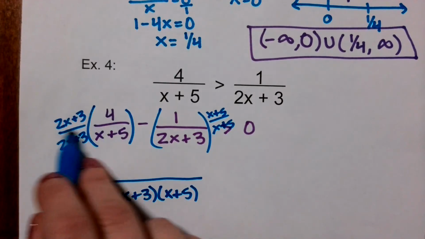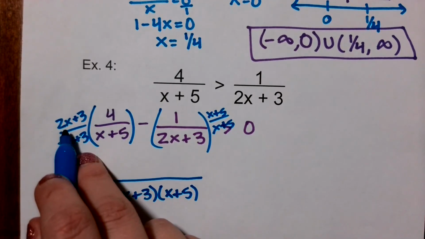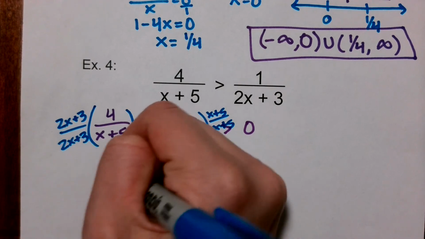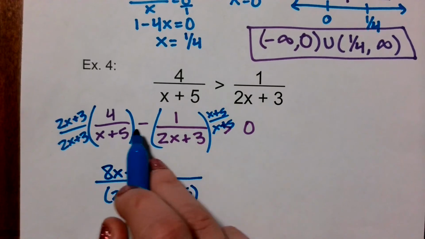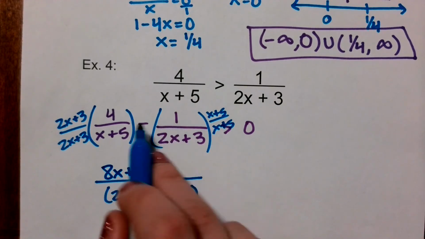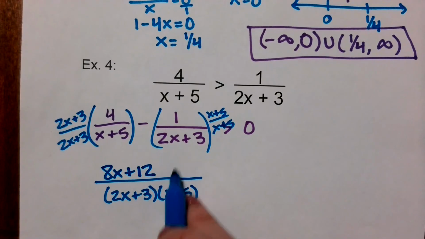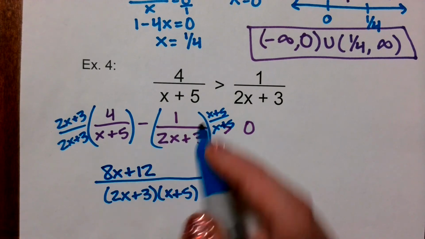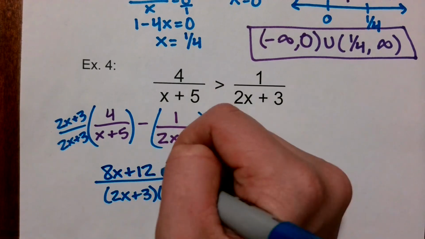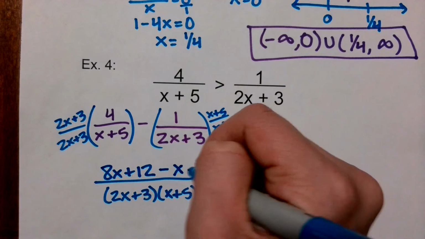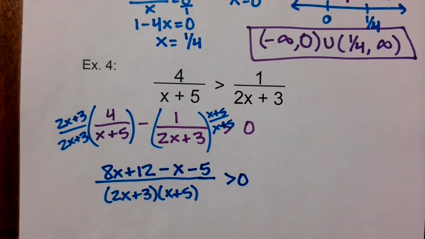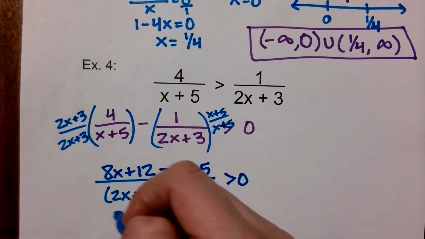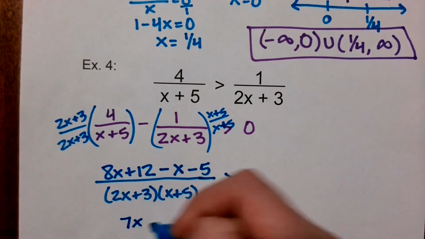In the numerator, we've got this 4 times (2x + 3), so an 8x + 12. Make sure that you distribute. Over here I've got a -1, so either make sure you have a negative and put it in parentheses, or go ahead and distribute the negative. So -1 times x, a negative x, and a -5. Distributing both of those. So last step here in simplifying, combining our like terms in the numerator.